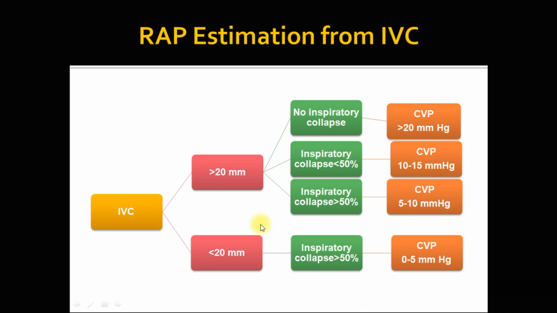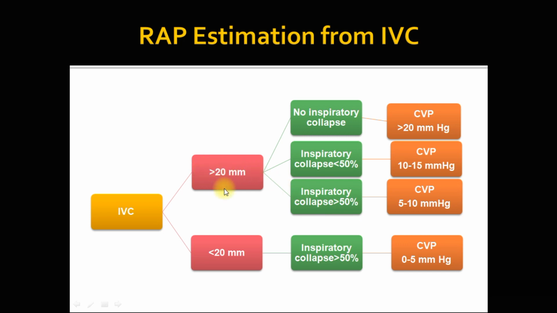This slide summarizes how we can estimate the right atrial pressure from the inferior vena cava. At first, we have to measure the diameter. Normally, the inferior vena cava has a diameter below 20 millimeter. If the diameter of the inferior vena cava is below 20 millimeter and its inspiratory collapse is more than 50%, then the right atrial pressure, or we can call it the central venous pressure, is normal, about 0 to 5 millimeter mercury.